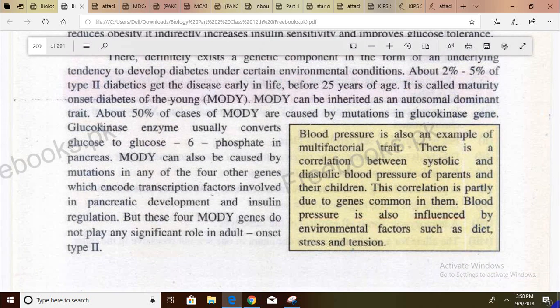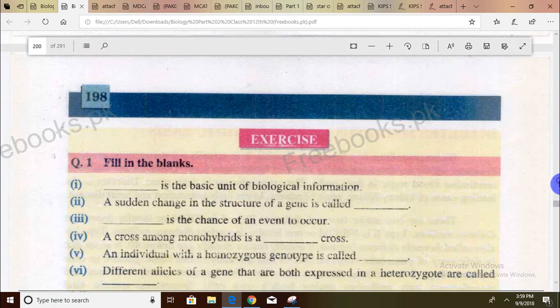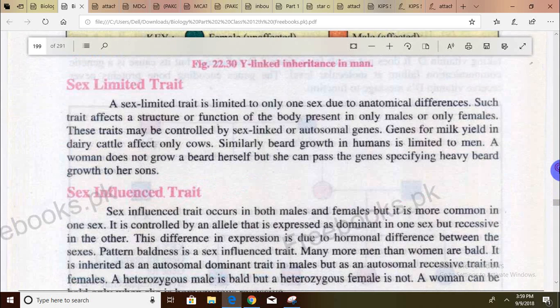Blood pressure is also an example of a multifactorial trait, because there is a correlation between systolic, diastolic blood pressure of parents and children, so there is a genetic basis. And this correlation is partially due to genes in common, and blood pressure is also influenced by environmental factors like your diet, the amount of stress and tension you are in regularly. Anyhow, this was it for the insulin topic. One of my most favorite and interesting, which is why I started with this, even though it's at the last, interestingly.